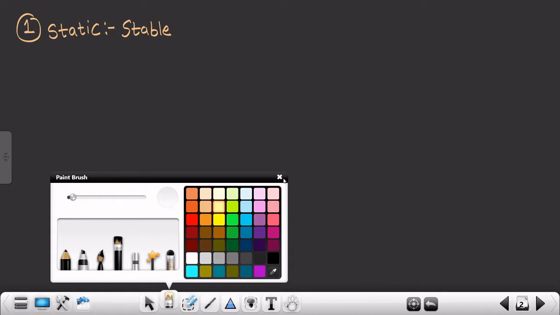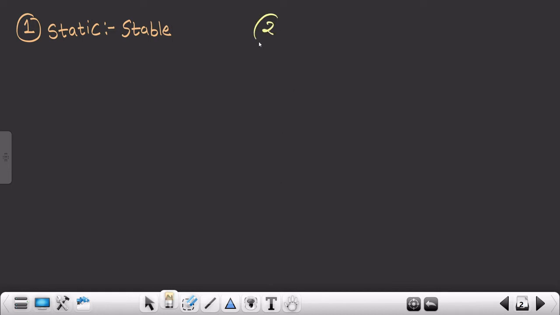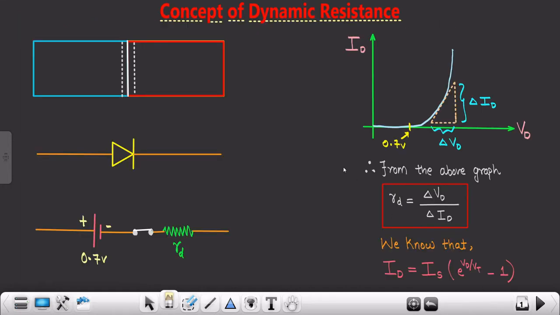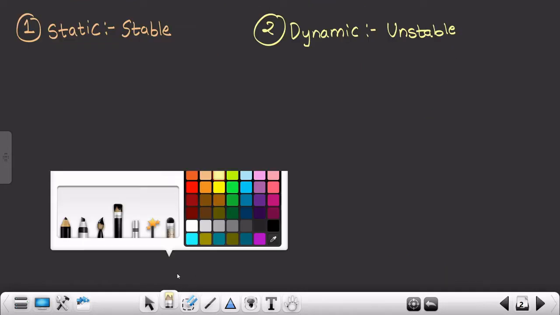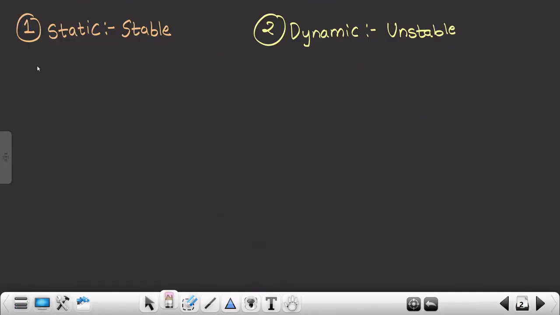And if I'm talking about this term dynamic, now you can easily guess that dynamic is the opposite of static. So dynamic is something that is unstable, right? But over here the concept is talking about dynamic resistance. Let me write it over here. That means the value of resistance is changing, right?